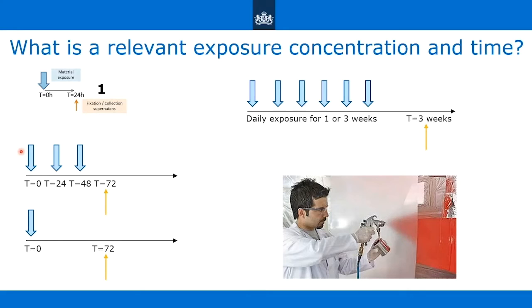So you could choose, for example, multiple exposures over multiple days, like 3 days, and then measure the outcome a day later, or you can do a single exposure and look at the readouts 3 days later. Or you could try to mimic, for example, an occupational exposure setting in which people can be exposed to nanomaterials 5 days per week, 6 or 8 hours per day. And you can mimic this also in the exposure system. So you do a daily exposure for several weeks.